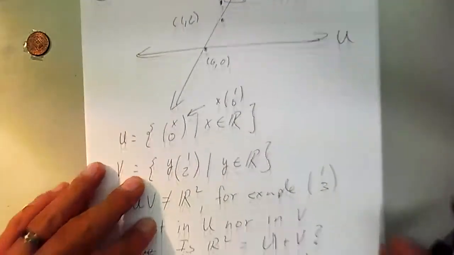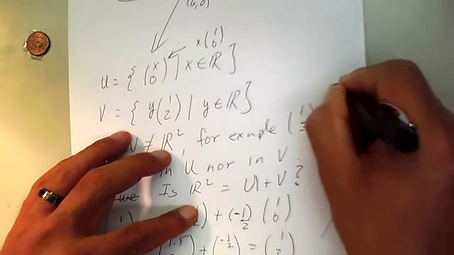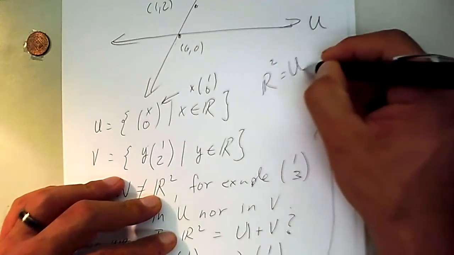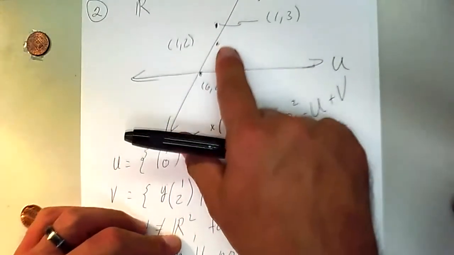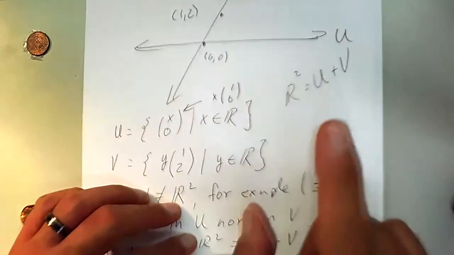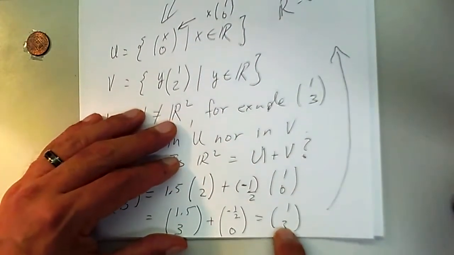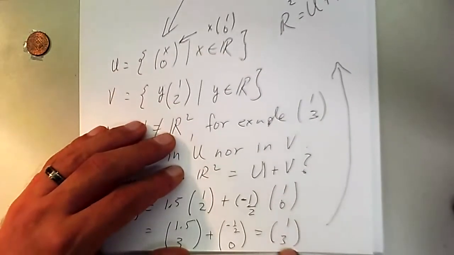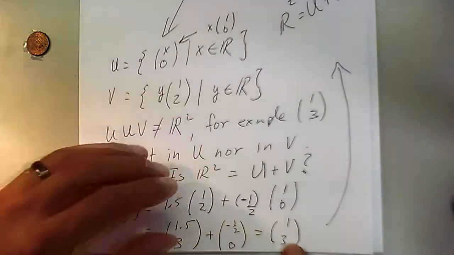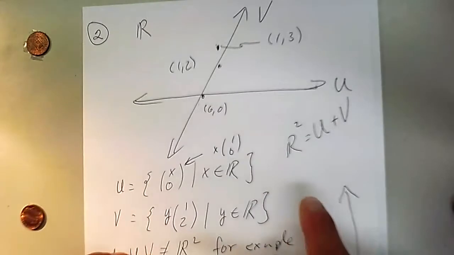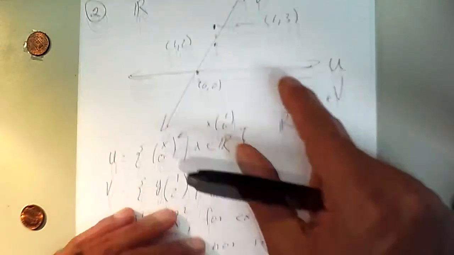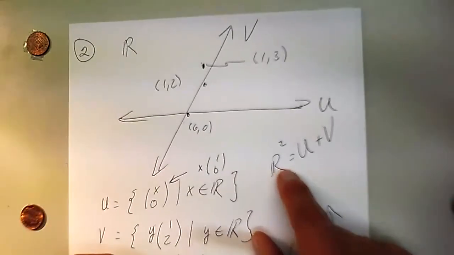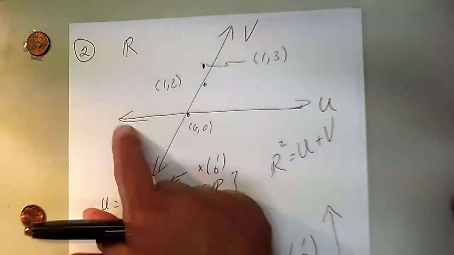So what is the conclusion? I don't want to use a new page yet. The conclusion is that R squared is equal to U plus V. In other words, we can always write one element. Well, I haven't proven it yet. I only gave one example. That doesn't mean that it works for every element, which brings me to the idea of how to prove things in general. But let's just say that this example sort of convinces us that R squared can be written as the sum of this U and this V.